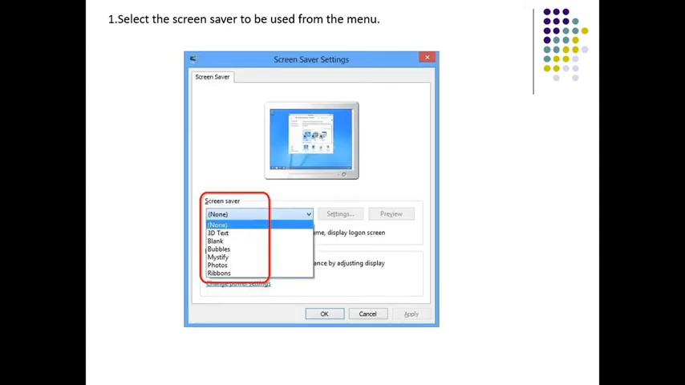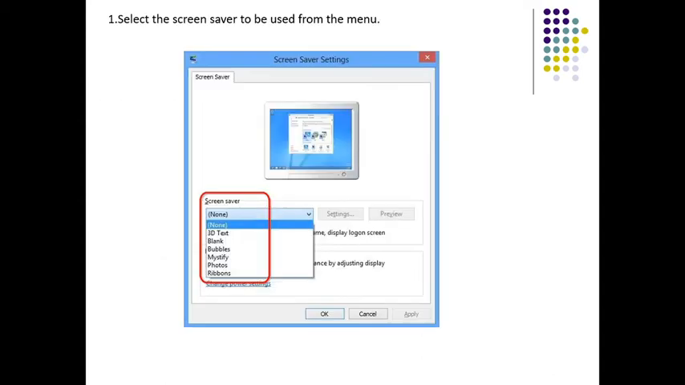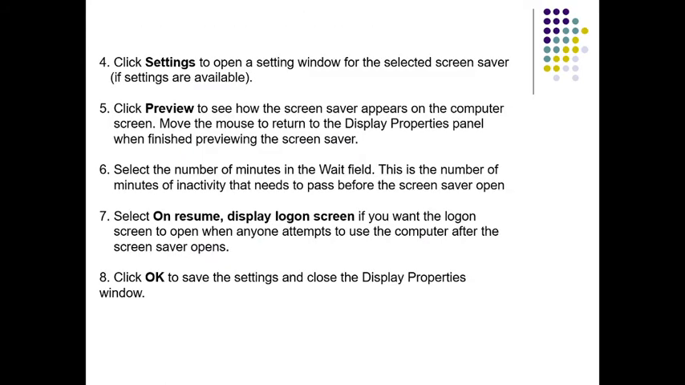Next, select the number of minutes in the wait field. You have a wait field here, below the screensaver drop down list. This is the number of minutes of inactivity that needs to pass before the screensaver opens.